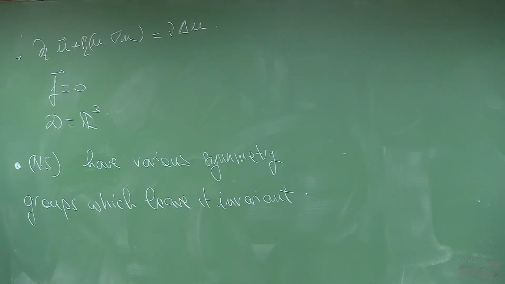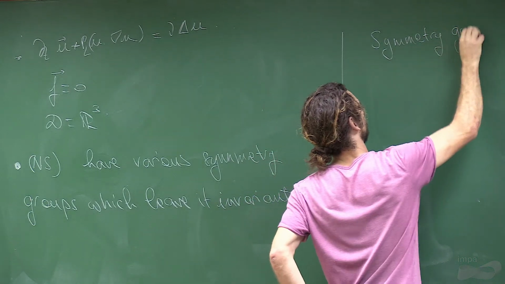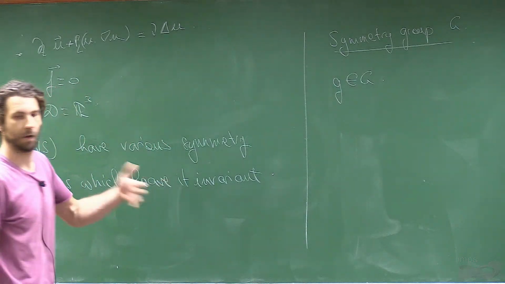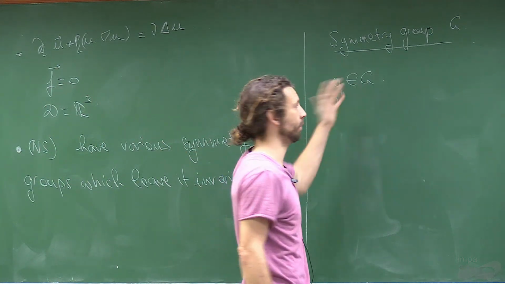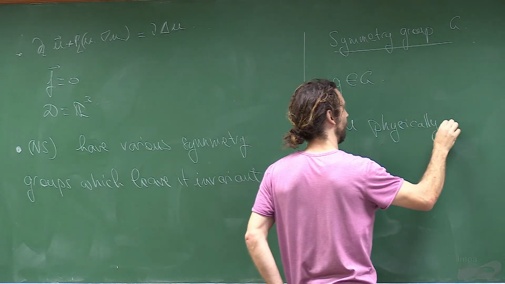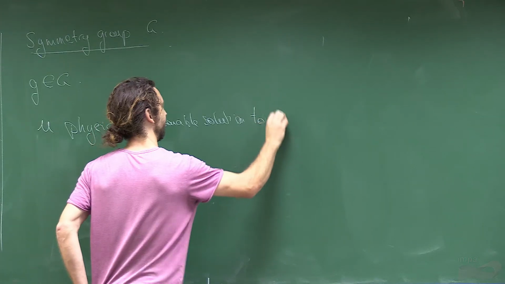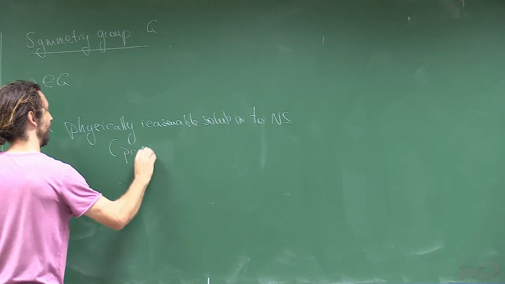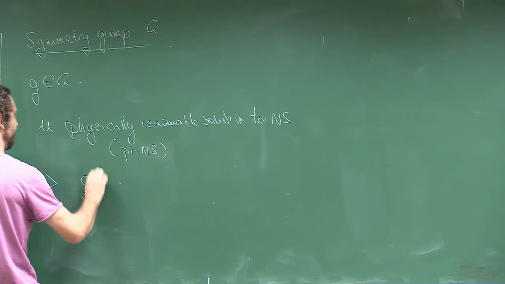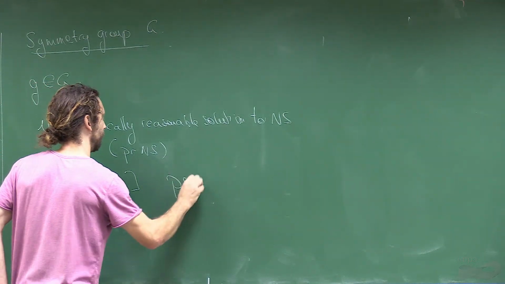What that means is that for a symmetry group, let's call it G, it's basically an ensemble where if I take an element of this ensemble, and then take U, a physically reasonable solution to Navier-Stokes, then G applied on U is also a physically relevant solution of the Navier-Stokes equation.